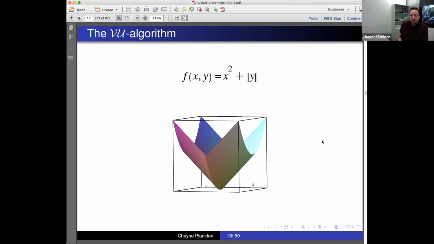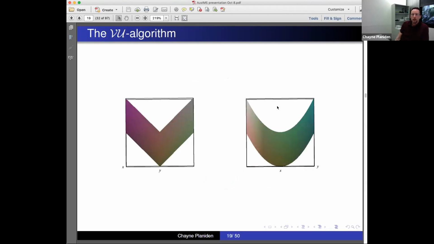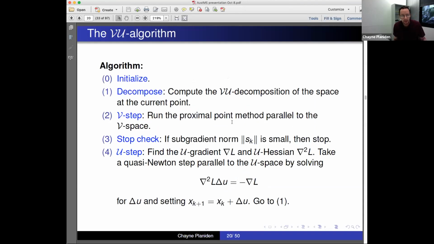So here's a little graphic in 2 dimensions. Here's a function that is smooth in the x direction, but it is non-smooth in the y direction. So depending on your point of view, if you look at it from the point of view of x or of y, you get either the V shape or the U shape, which is where the VU algorithm gets its name. And we can take advantage of this.